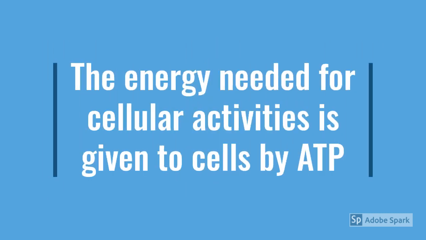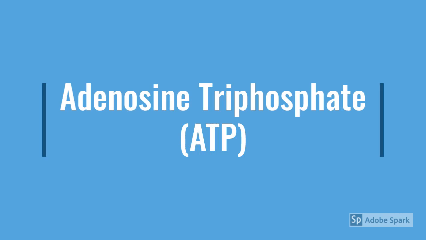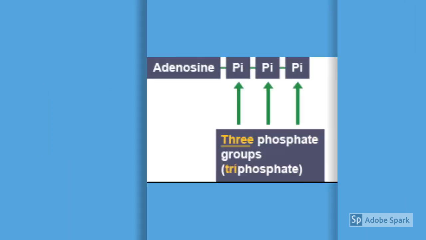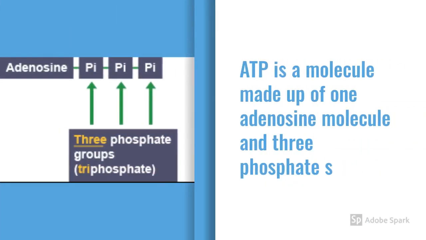So, what provides cells with energy? It's a molecule called ATP. ATP is short for adenosine triphosphate, but most people just call it ATP. Like the name implies, it is made up of one adenosine molecule and three phosphates.